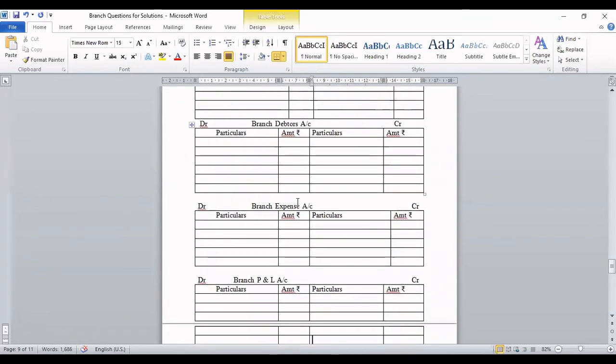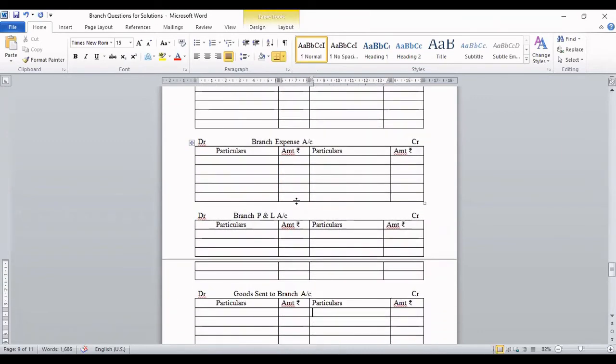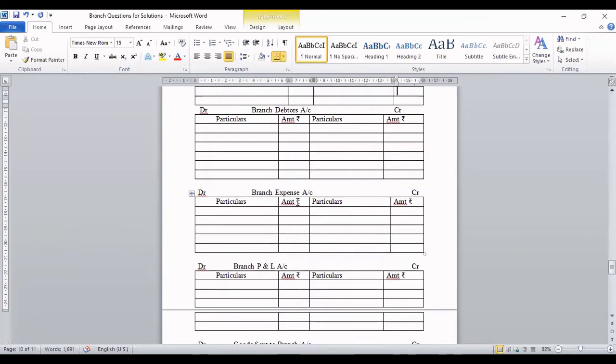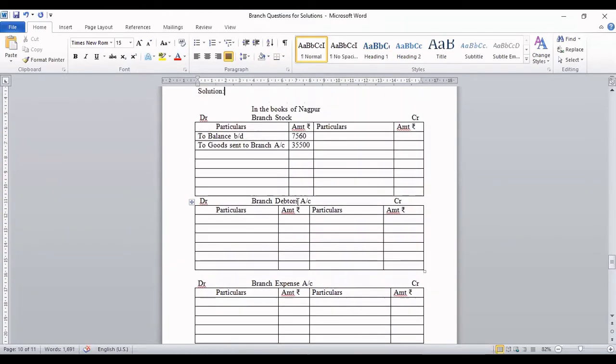Next one, second effect immediately, beta. Second, we have this goods sent to branch account. So here we'll write by branch stock account, 35,500. Yes. Next entry. Everyone, these entries are clear? Yes. Okay.